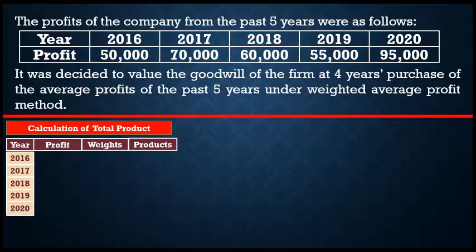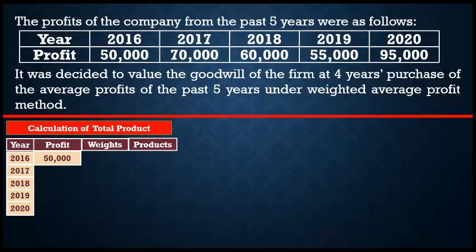Okay, now take the information year by year. Year 2016 profit rupees 50,000. You have to give the weights in ascending order, 1, 2, 3, 4, 5 for 5 years. If there are 4 years, 1, 2, 3 and 4. If there are 6 years, 1, 2, 3, 4, 5 and 6. In this problem, there is 5 years information, so you have to give the weights 1, 2, 3, 4 and 5.